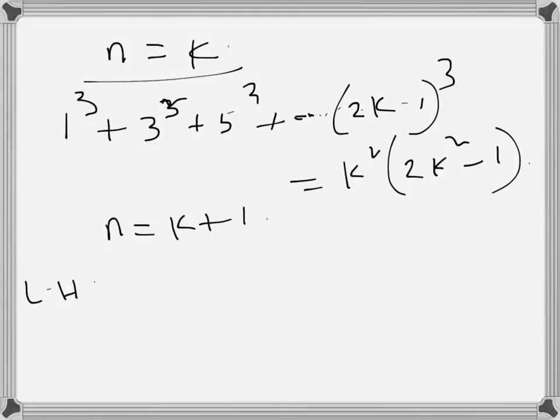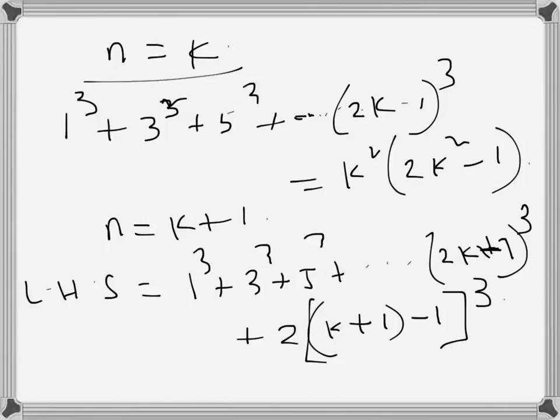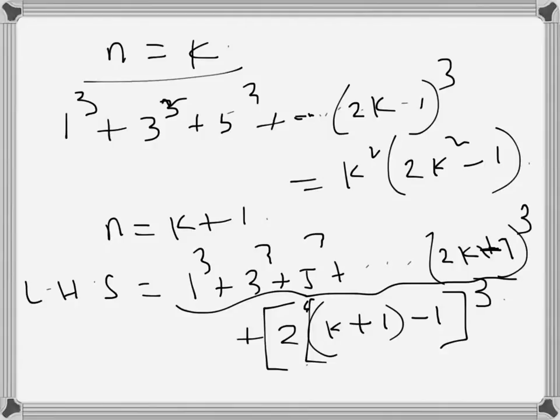So let's look at the left hand side. It becomes 1 cube plus 3 cube plus 5 cube plus up to (2k minus 1) whole cube plus (2(k plus 1) minus 1) whole cube. So the bracket will be here. So basically the first part is the left hand side when n is equal to k, so this one will be equal to the right hand side when n is equal to k.